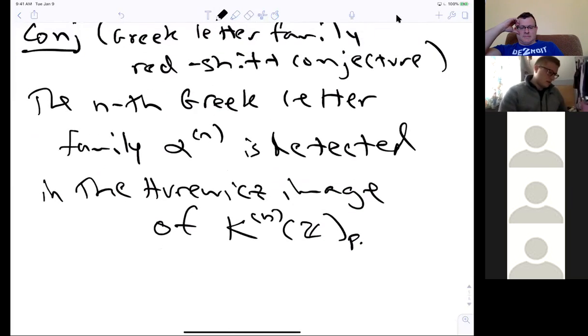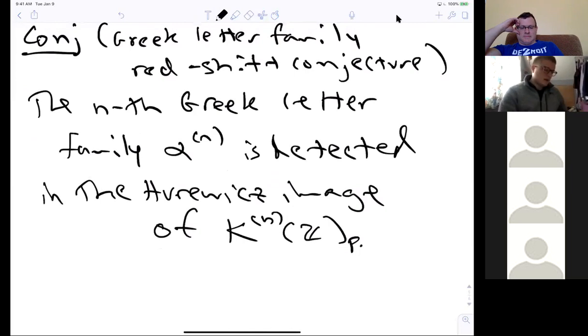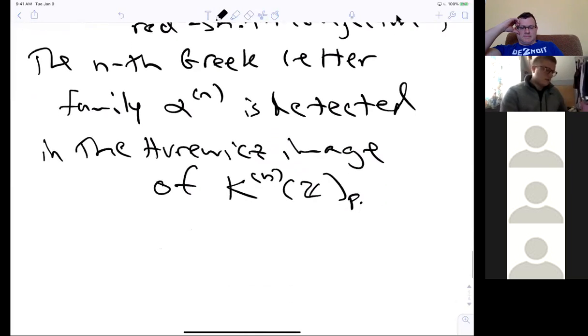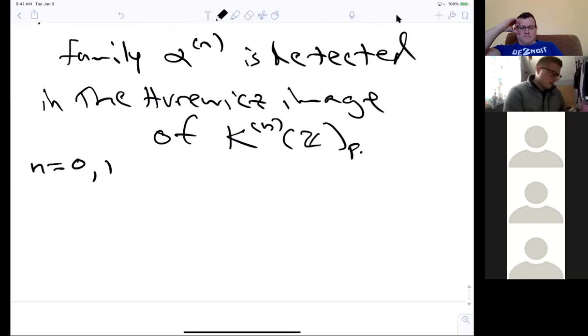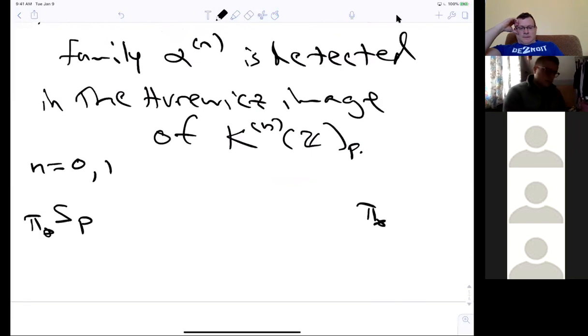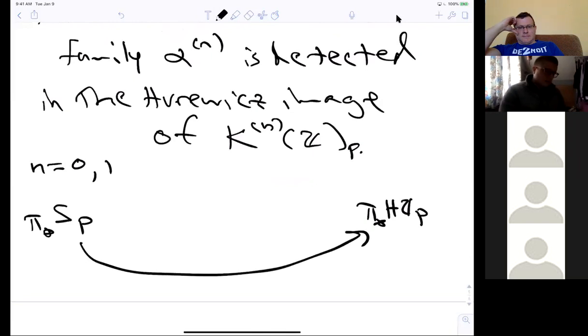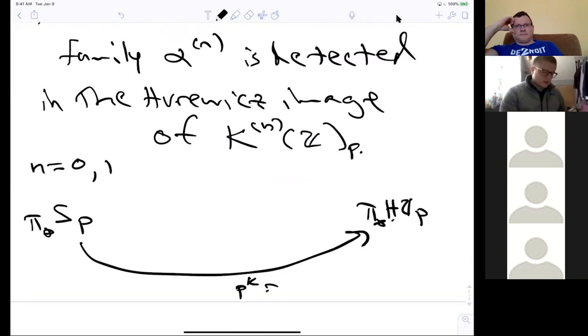So let me talk about that. And actually, maybe even before I do that, let me say about evidence for this conjecture that was already known. So let's say n equals 0 and 1. If you look at the map from the p-complete sphere spectrum, the first case is kind of trivial, right? If you don't iterate K at all, then you just have the Eilenberg-MacLane spectrum p-completed. And then what I'm calling the 0th Greek letter family is just the elements p to the k. And clearly those map non-trivially here. Okay, so that wasn't that interesting.